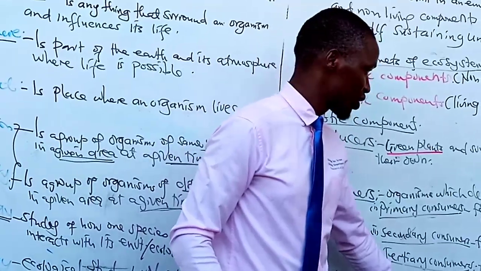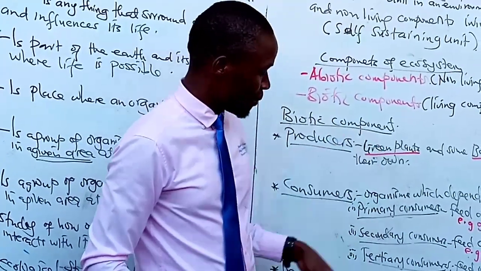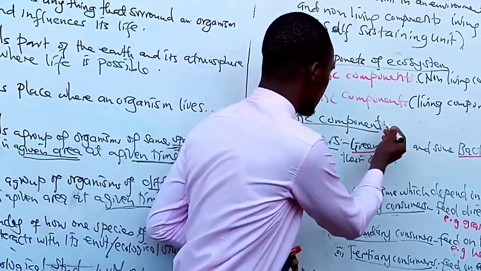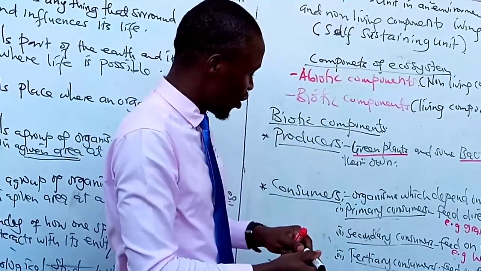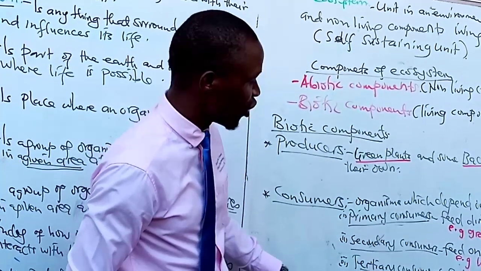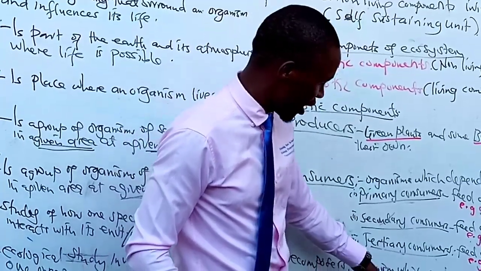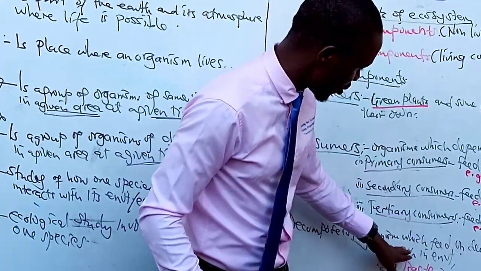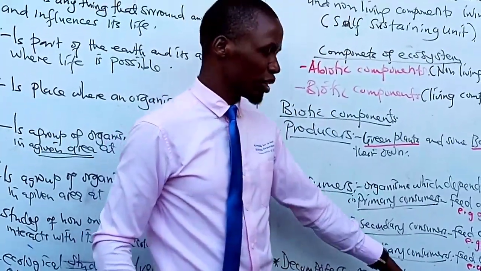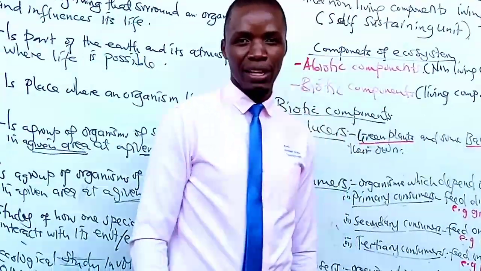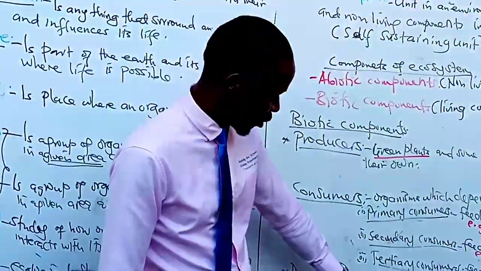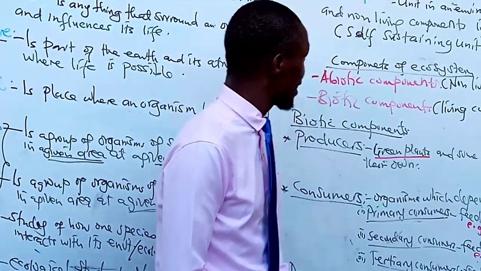These are living organisms, that is why we call them biotic components. But their main role is decomposing. They help in decomposing organic matter. And this is also very important in recycling the nutrients within an ecosystem. I think maybe I have also forgotten something.